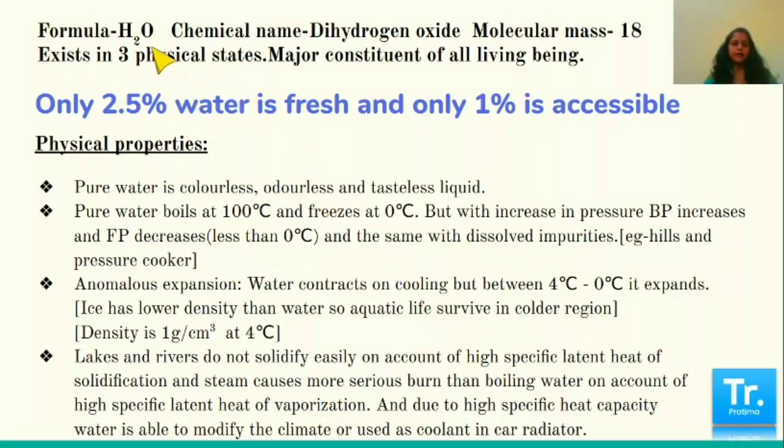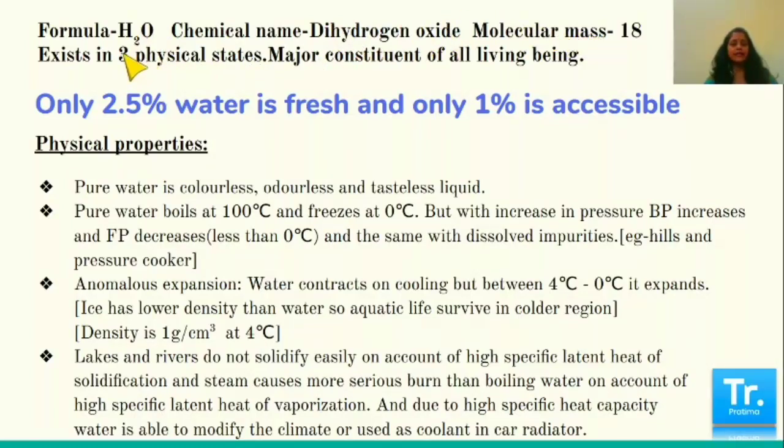So water, the formula as you all know, H2O, the chemical name dihydrogen oxide, the molecular mass 18. You all know the first chapter of language of chemistry we had done how to calculate molecular mass, like hydrogen's atomic mass is 1, 2 hydrogens, so 2 into 1 plus oxygen 16, and that is equal to 18.